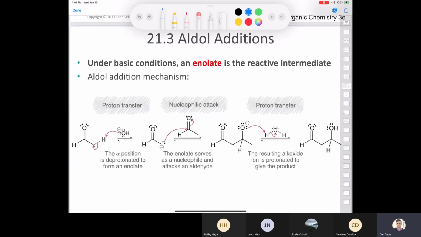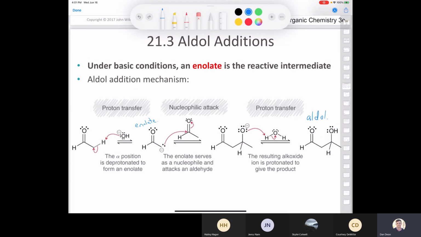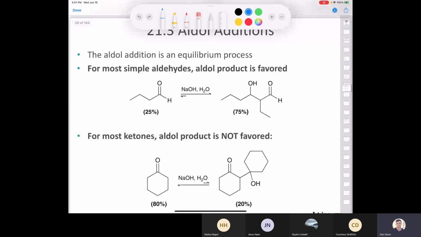Well, let's take a look at what happens under basic conditions. You deprotonate the aldehyde at the alpha position to give you the enolate, right? Here's our enolate right here. They've drawn it with the negative charge on the carbon, and they're showing you the nucleophilic attack. Then there's a proton transfer at the end, and you end up with your aldol, okay, which again has the characteristics of an aldehyde and an alcohol, and we call that an aldol addition. Pretty cool reaction, huh? You start with one starting material and you cause it to react with itself, really, is what you're doing. It's very interesting.